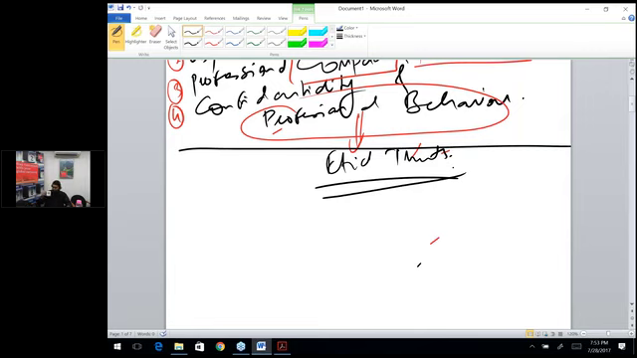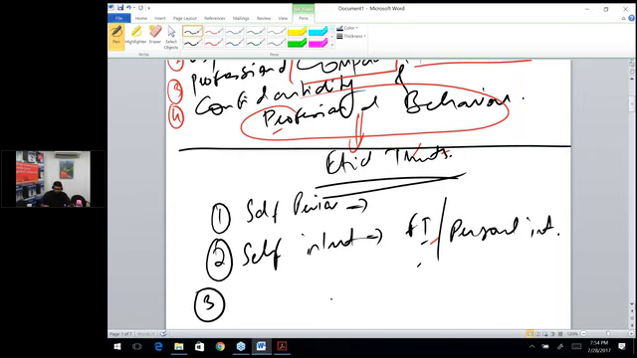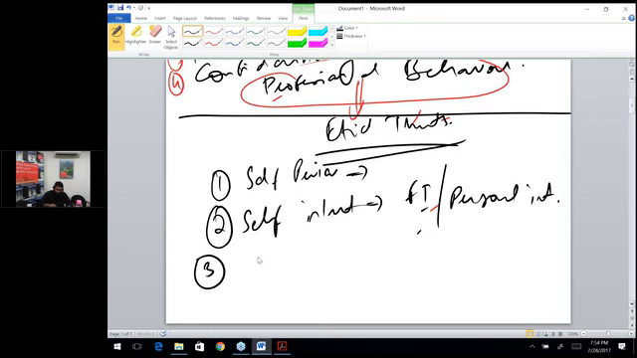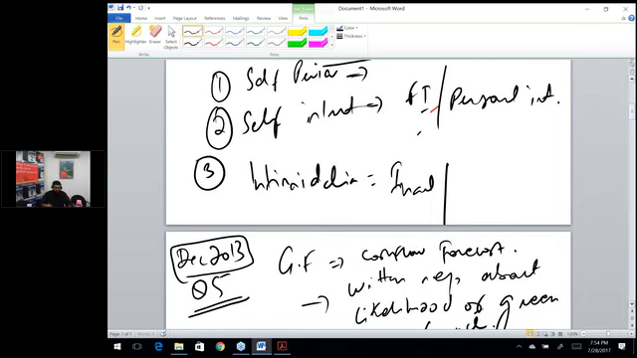Now, the various ethical threats that arise include the self-review threat, which is reviewing your own work. The next one is the self-interest threat, which is having some financial interest or any other personal interest. Number 3 is the intimidation threat, where the auditor could face financial intimidation or physical intimidation. So the auditor could actually face various types of intimidation.